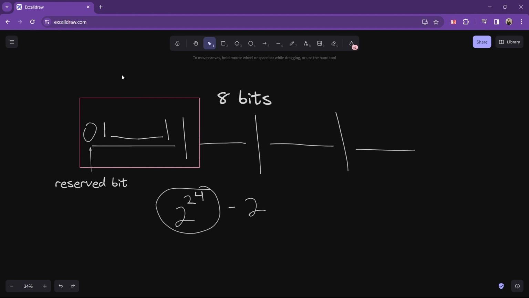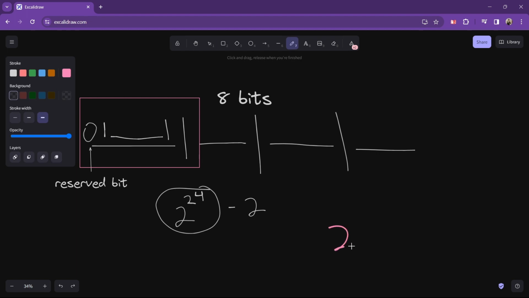And how do we get to know that this is class A? To know that this is class A, the first bit in the first octet is reserved as 0. That means that this is class A. That leaves us with 7 bits, so that leaves us with 2 to the power 7, which is equal to 128.